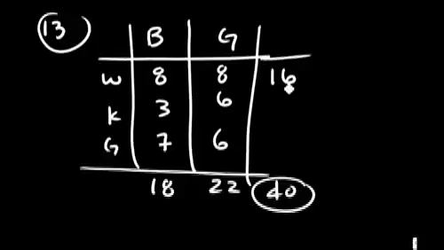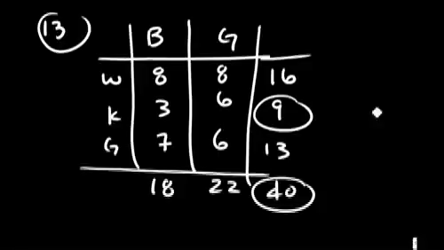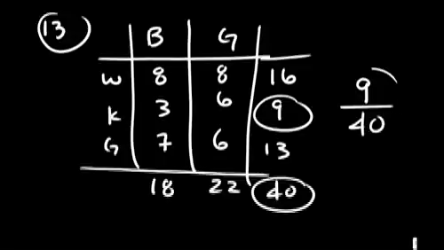16 will be from Wilmette, 9 will be from Kenilworth, 13 will be from Glencoe. So the question is, if a teacher calls upon a student to answer a question, what is the probability that the student will be from Kenilworth? Well, there are 9 students from Kenilworth out of a total of 40. So the answer is 9 over 40.